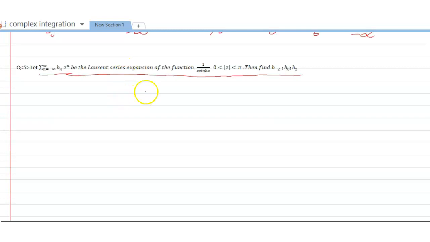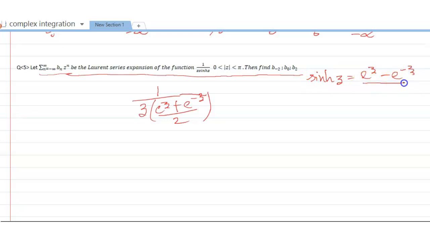So friends, z by sinh z is 1 by z divided by sinh z. Since sinh z is equal to e to the power z minus e to the power minus z divided by 2, it can be written this way: 2 divided by z into e to the power z plus e to the power minus z. After that I just use the exponential formula.